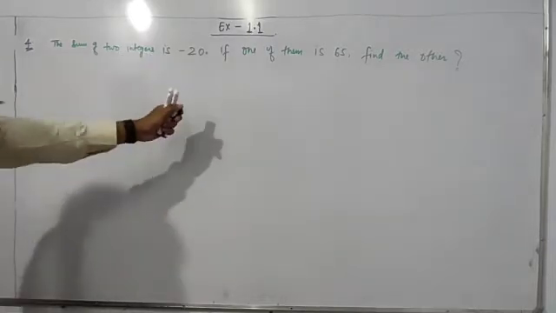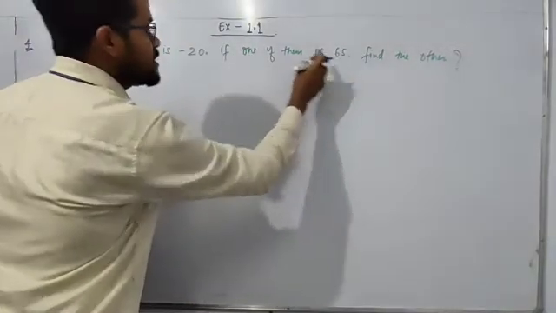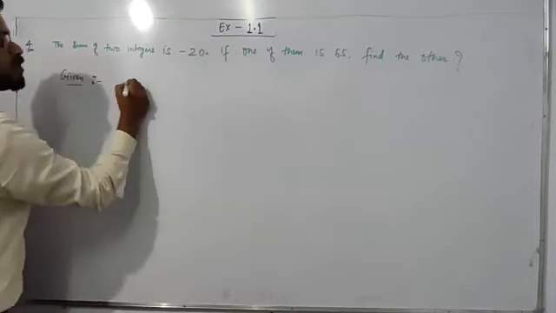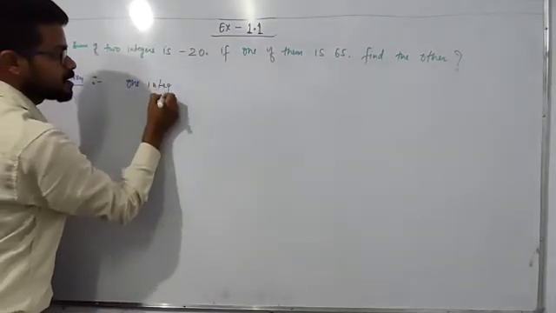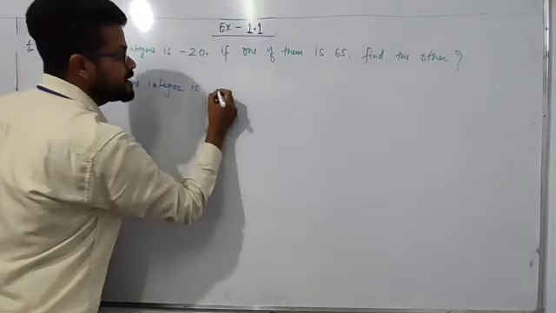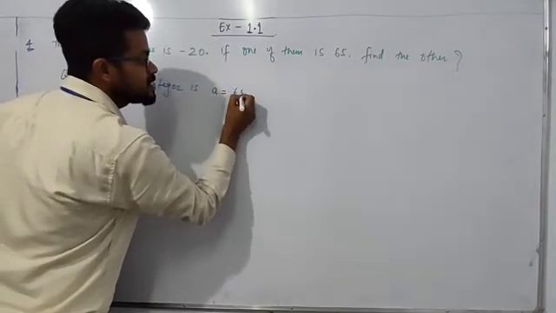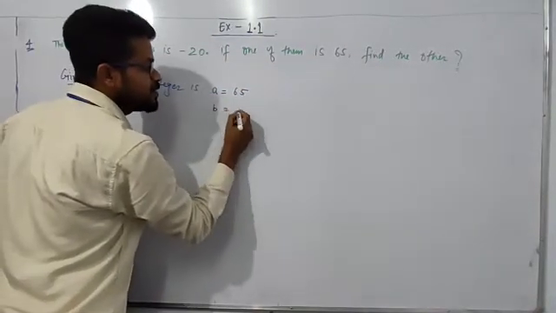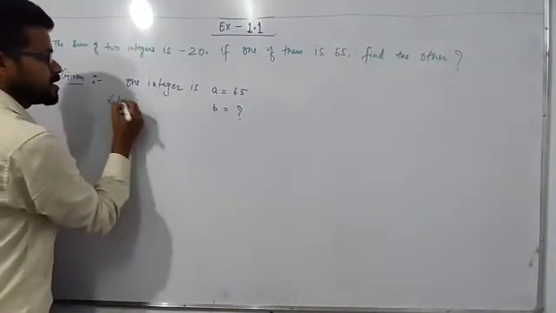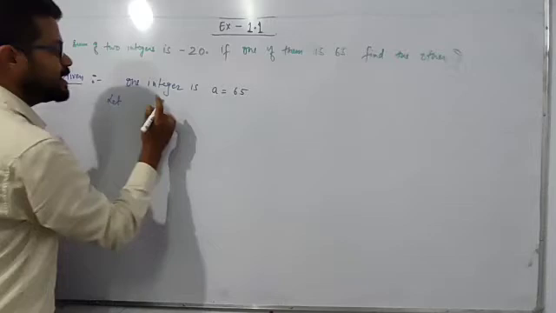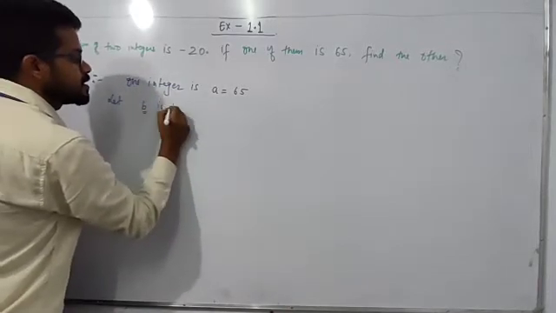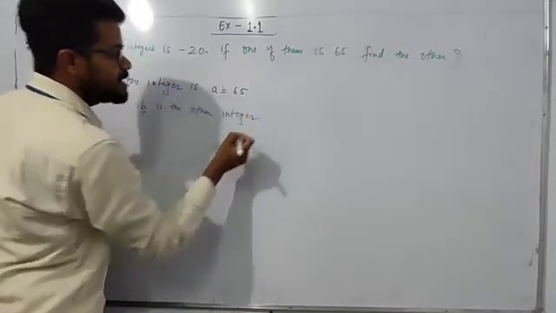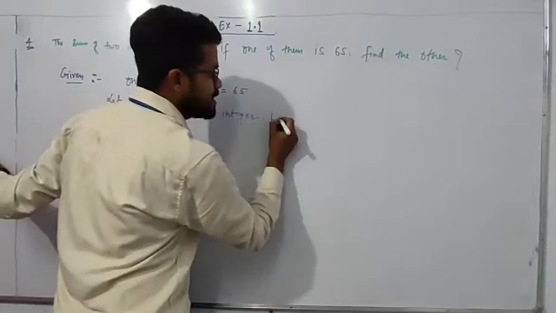Sum of two integers is minus 20. One of them is 65. Given in the question, one integer is taken as a equals 65. Find the other. We don't know the other value. Let b be the other integer, and we have to find this value.